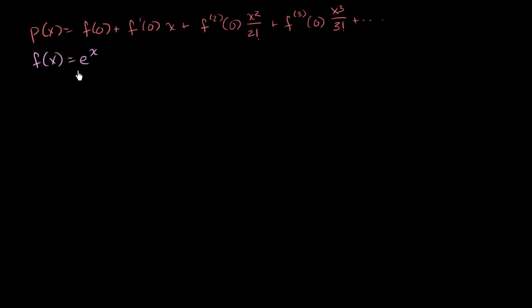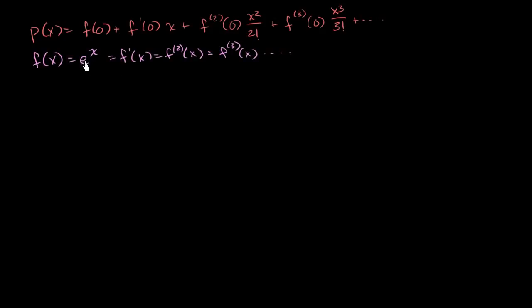And what makes this really simple is when you take the derivative, and this is frankly one of the amazing things about the number e, that when you take the derivative of e to the x, you get e to the x. So this is equal to f prime of x. This is equal to the second derivative of x. This is equal to the third derivative of x. This is equal to the nth derivative of x. It's always equal to e to the x.